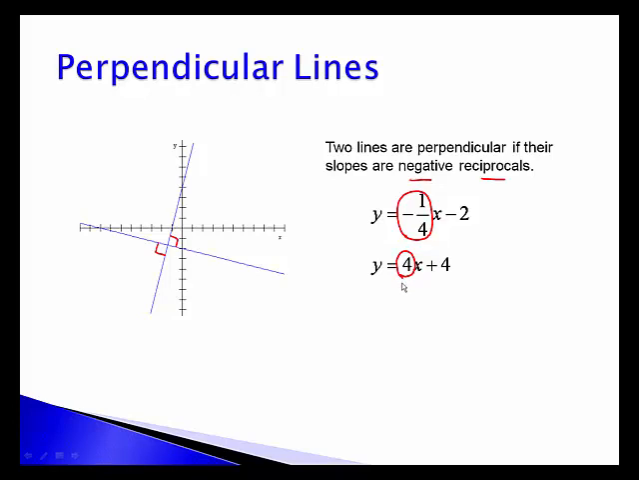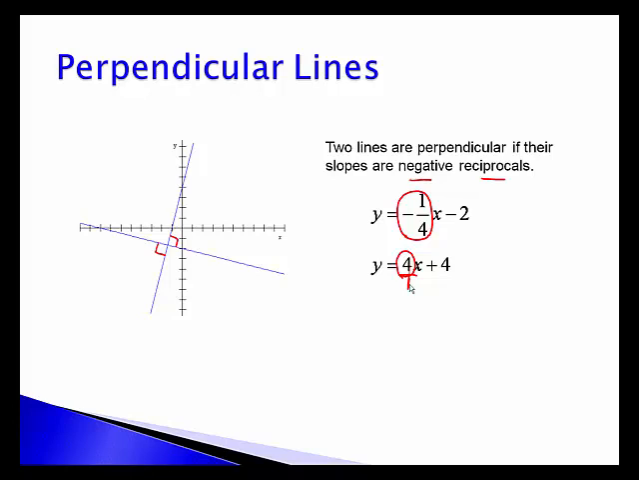There are two questions that must both be answered yes in order for these lines to be perpendicular. The first question is, are their signs opposite? The top one is negative, the bottom is positive, so they are indeed opposite. And the second piece is, are they reciprocals? If you flipped 1/4, you get 4 over 1, or just 4. You don't have to see that 1 written right there. They are indeed negative reciprocals. So these two lines are perpendicular.